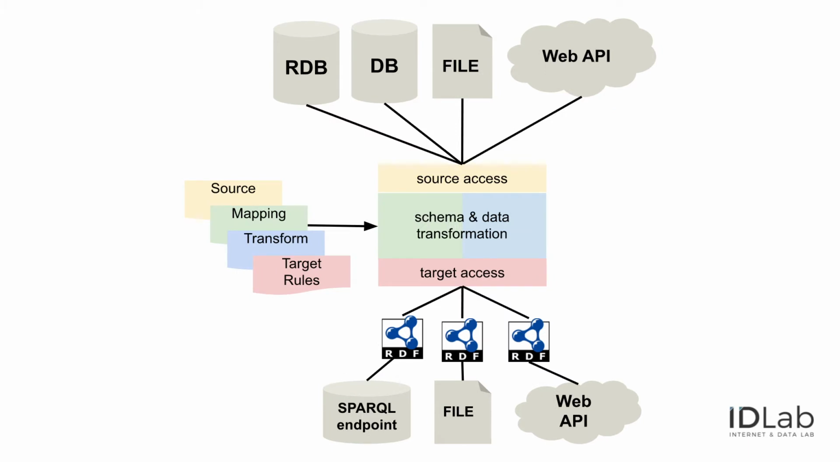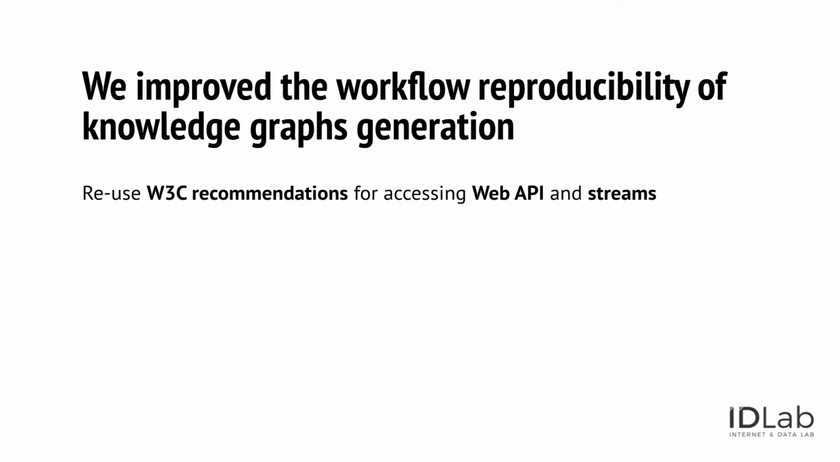So what we propose is that we also introduce a new source access description to access the web API or stream directly without any pre-processing. Moreover, we also take the same idea of a source access description to access our targets using a target access. This way, you can directly export your knowledge graph to various targets, such as a SPARQL endpoint, a file, and so on. Everything described in the mapping rules. And that's what we propose in this paper.